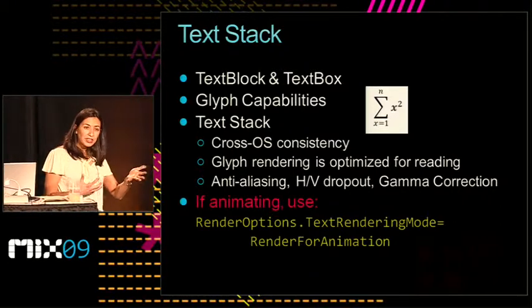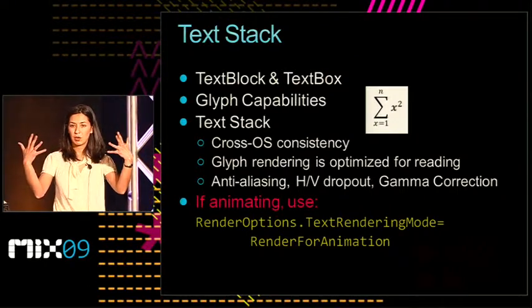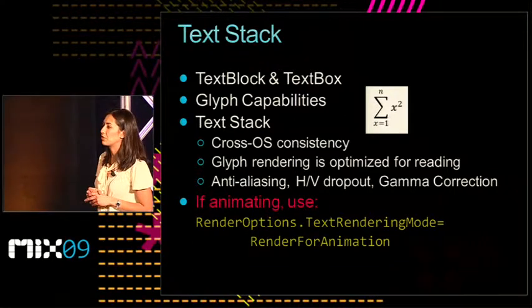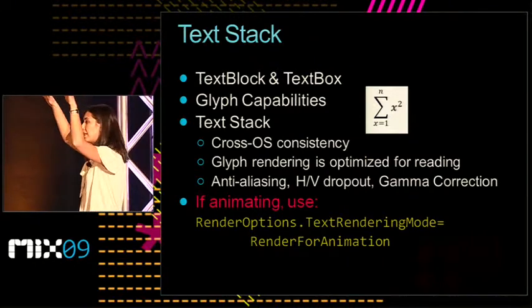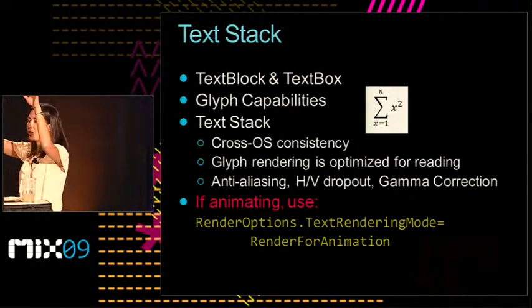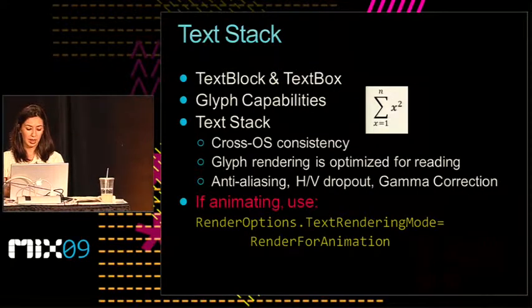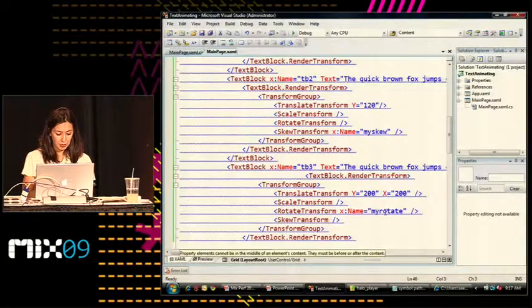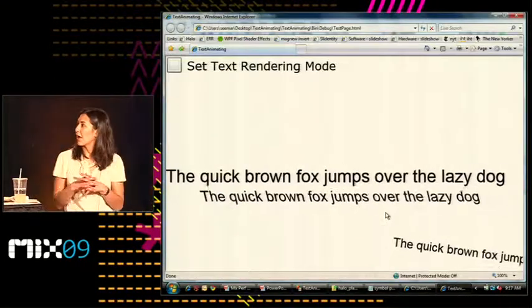If you're scrolling text, if you're animating text, you'll often see that text is one of the harder problems in Silverlight 2. And so in Silverlight 3, we introduced this feature, which is an inherited property. You set it at the top, and it allows you to optimize your pipeline for rendering animating text. So I wrote an app to highlight the problem that we have with text.